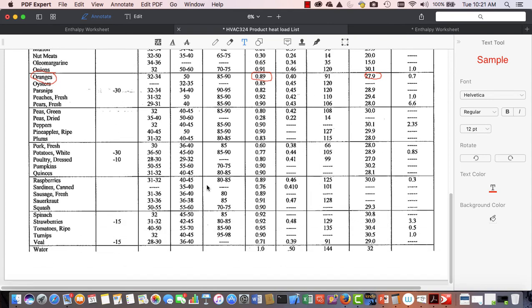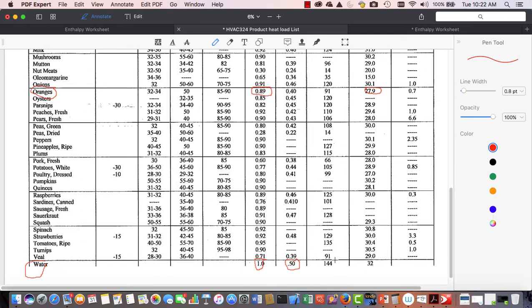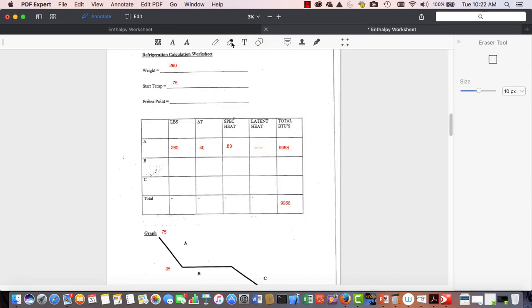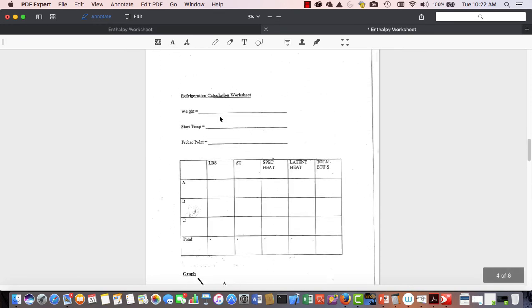Now there's one interesting thing I want to point out to you. Water is actually a pretty interesting issue here because water is what we consider a reference substance. The specific heat of water is 1. The specific heat of frozen water is 0.50, and the latent heat of water is 144. These are numbers you sort of want to remember. So when we deal with water, how many BTUs does it take to get 400 gallons of water from 175 degrees down to 10 degrees below zero? The first thing we have to do is deal with weight. Water weighs 8.33 pounds per gallon.